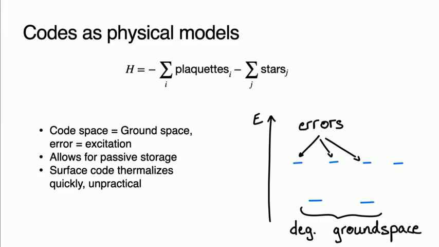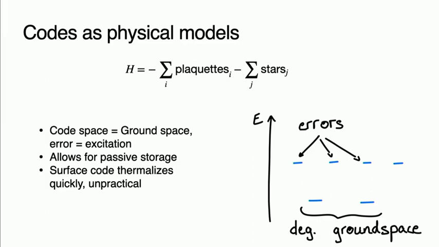Any stabilizer code can be turned into a physical system. The way you do that is you have a Hamiltonian, and it's going to be the negative sum of all the stabilizers. And in the case of the surface code, you add over the plaquettes and the star operators. This mapping is very interesting for a couple of reasons. The ground state that you obtain right there is going to correspond to the code space that you started with, and the errors are going to be mapped to excitations of the Hamiltonian.